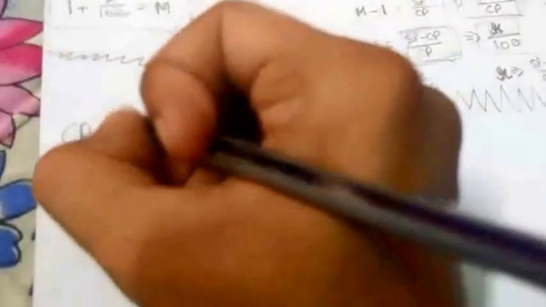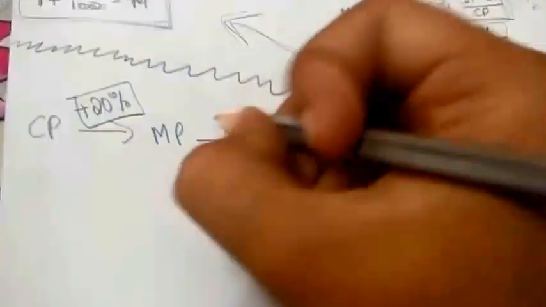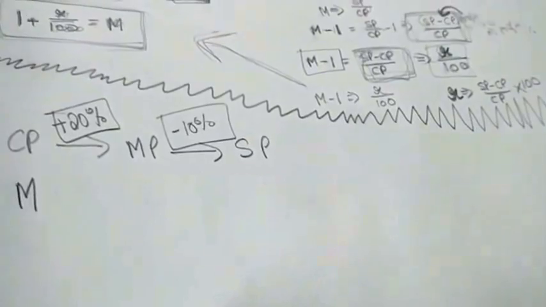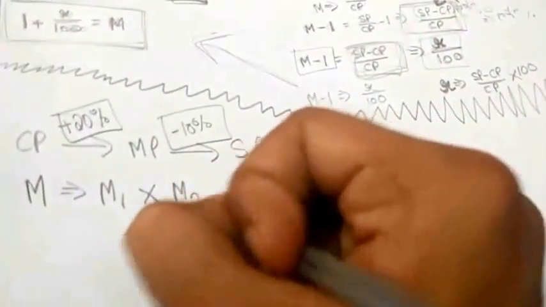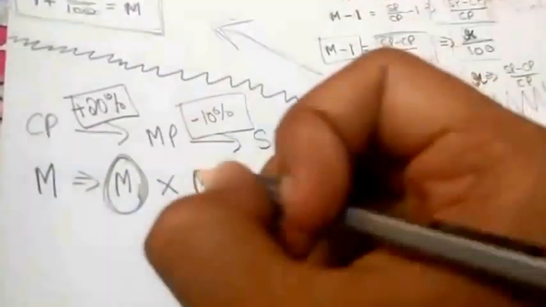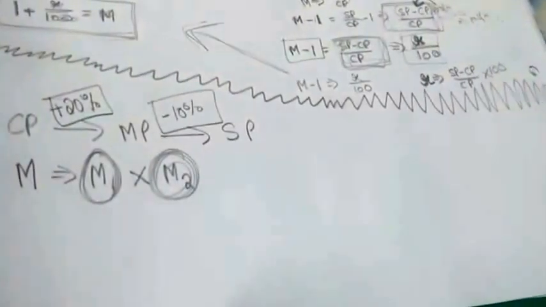Okay, so why we need to understand all of this is because we know that we have our CP to MP to SP, and we know the percentages: there's a 20% change for the markup, and then a minus 10% change for the discount. So we know that the final M that we need to calculate, that will give us the profit percentage, equals multiplication of two multipliers, the markup multiplier and the discount multiplier.